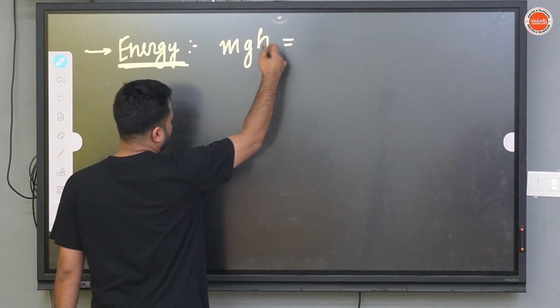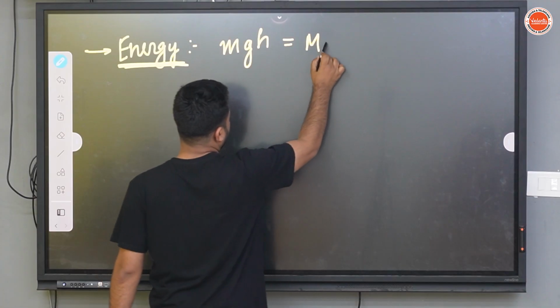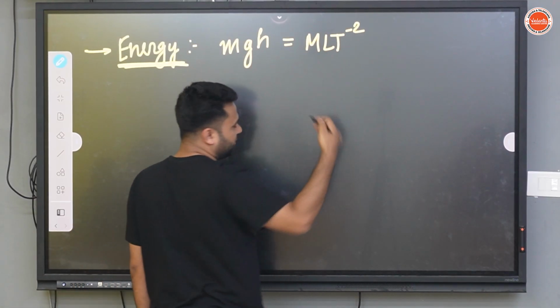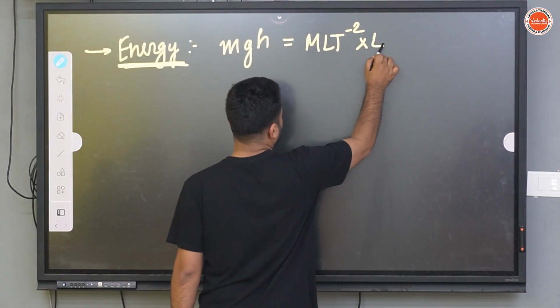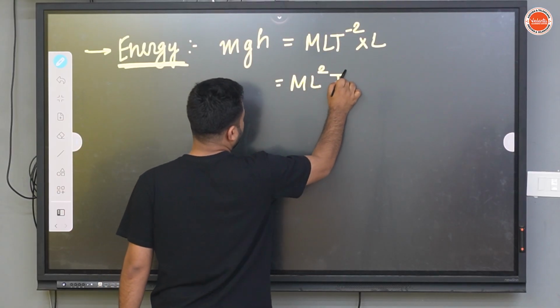So m is mass, I am writing M. Acceleration, g is acceleration, right? So L T to the minus 2. H is what? Length. So again you multiply by one length. So how much is it coming? M L square T minus 2.